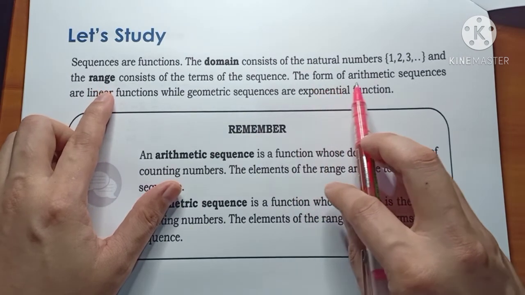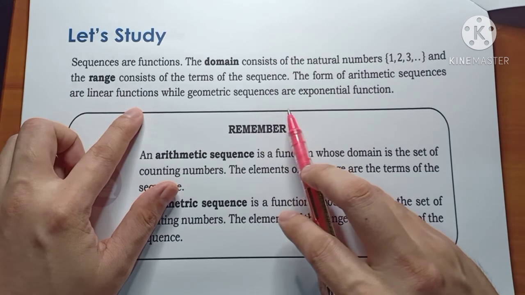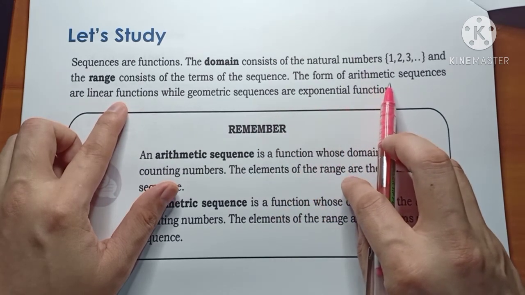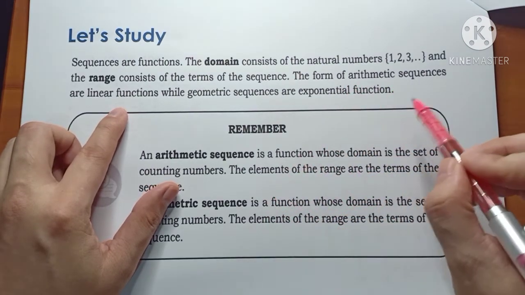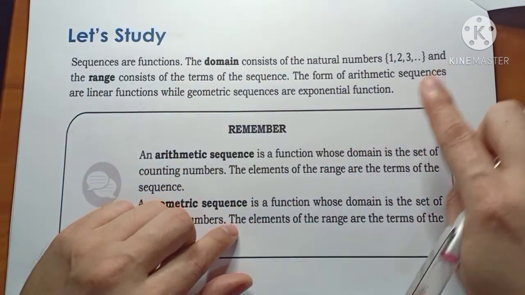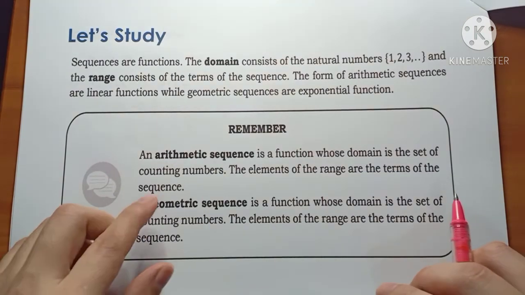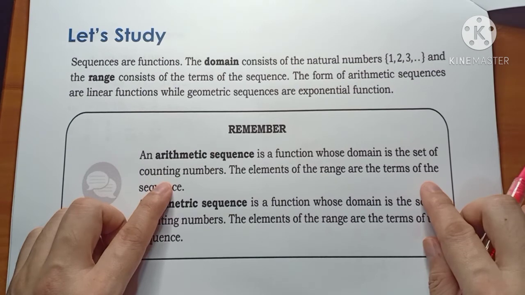So, the form of arithmetic sequence are linear functions, while geometric sequence are exponential functions. So, sabihin, pag arithmetic sequence, pag i-graph daw natin yan, isa siyang linear. So, para siyang straight line. And then, pag geometric naman, exponential function siya. So, para siyang curve na paakyat or pababa.